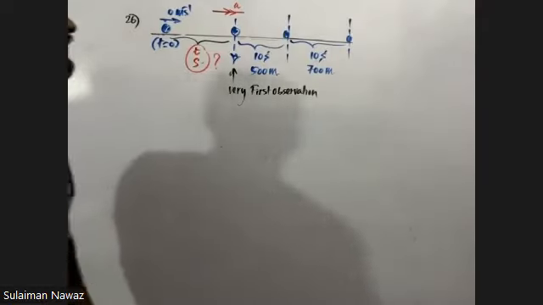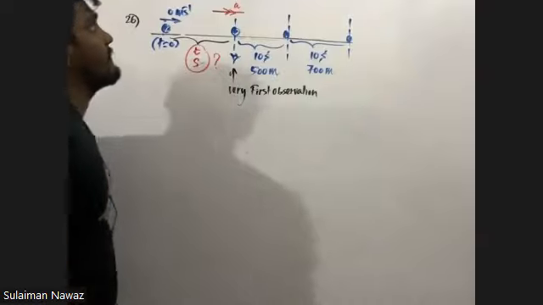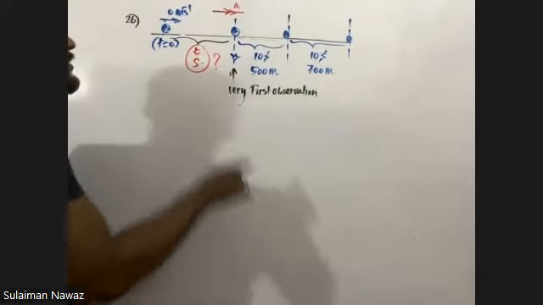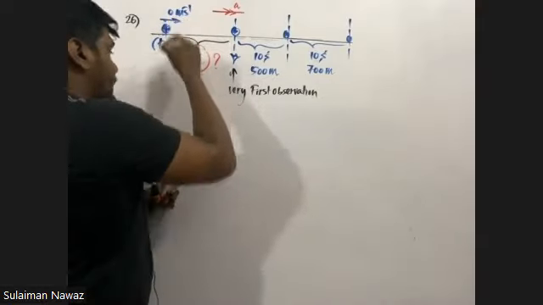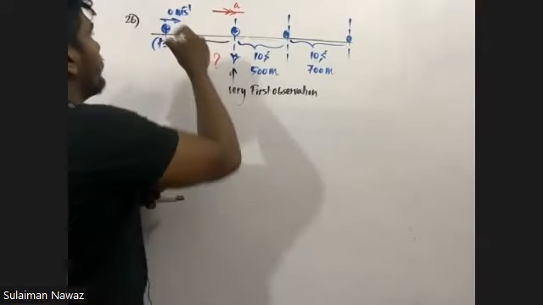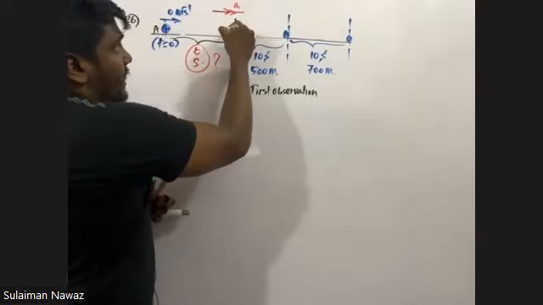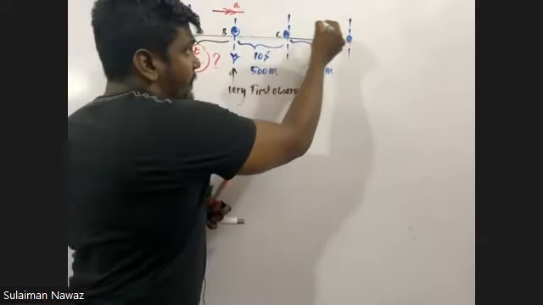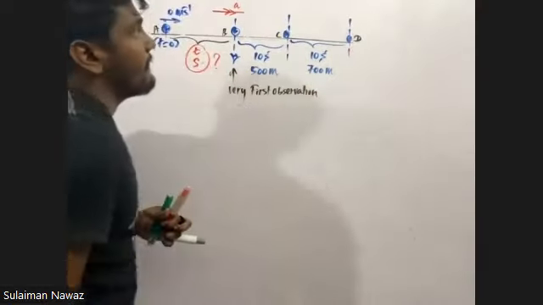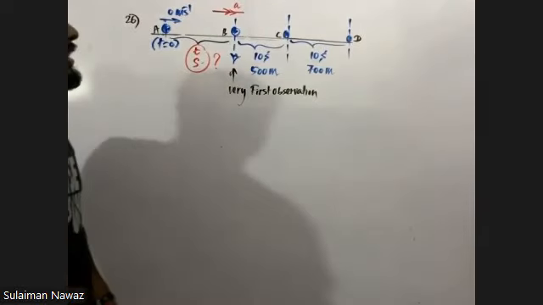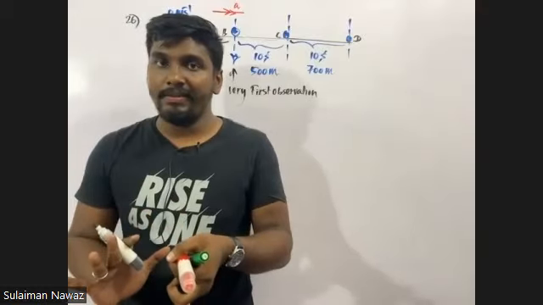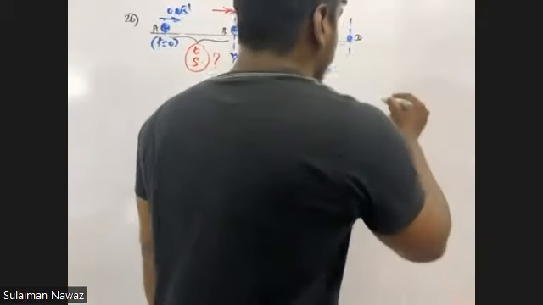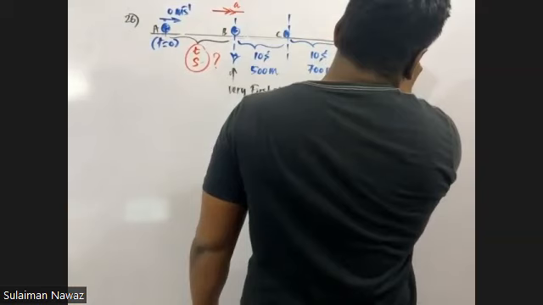Now my target is finding T and S. How do I find T and S? I can say this point is point A, this point is point B, this point is point C, and point D. Somehow you need to solve this question by using linear motion equations.